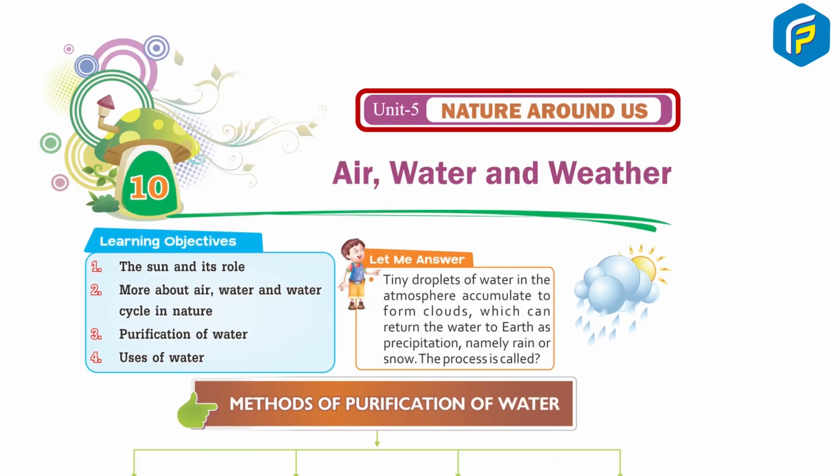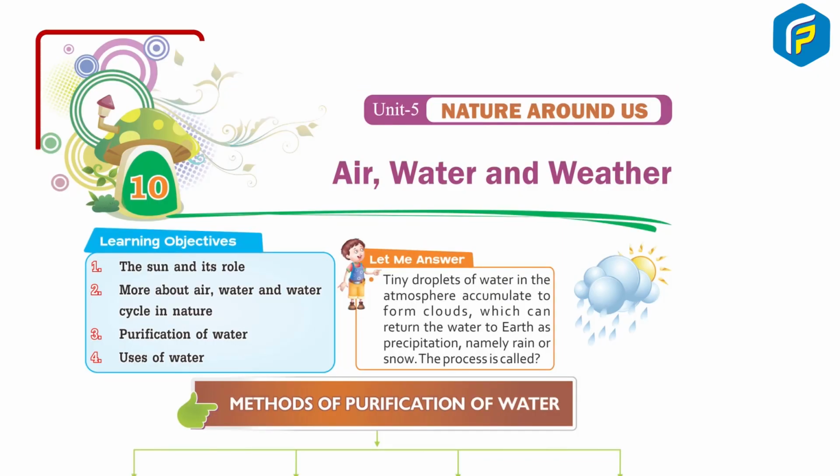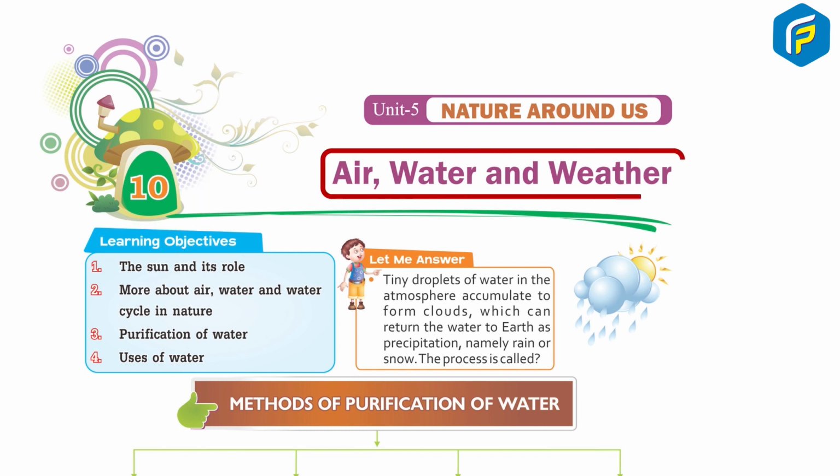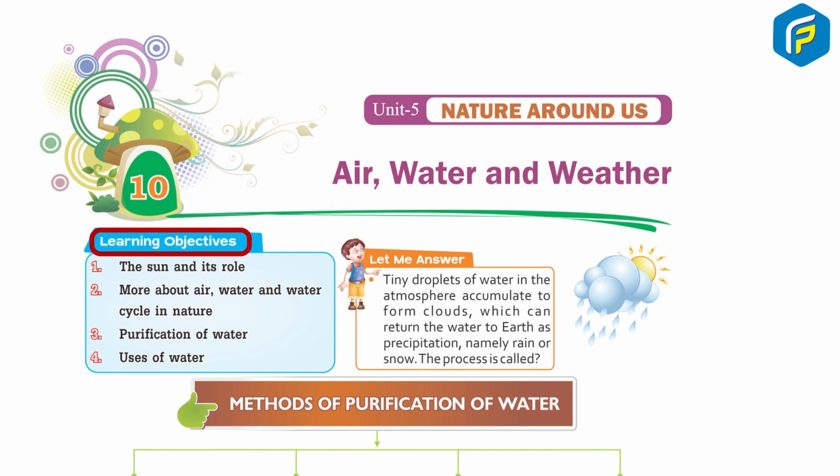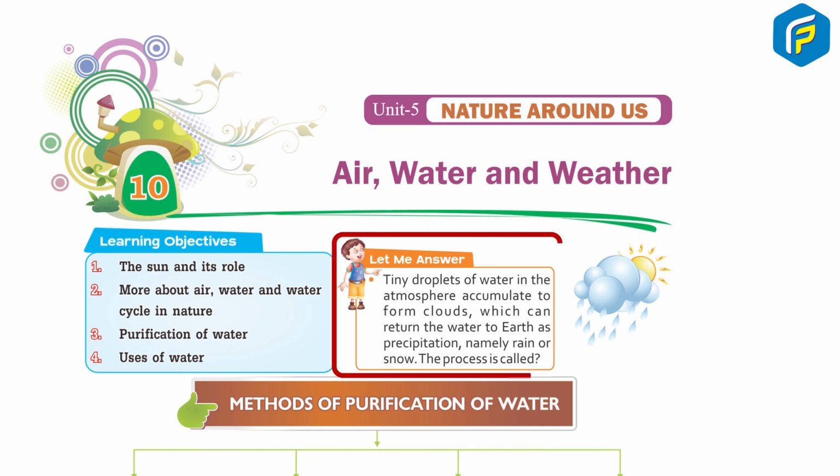Unit 5 Nature Around Us. Chapter 10 Air, Water and Weather. Learning Objectives. 1. The sun and its role. 2. More about air, water and water cycle in nature. 3. Purification of water. 4. Uses of water.